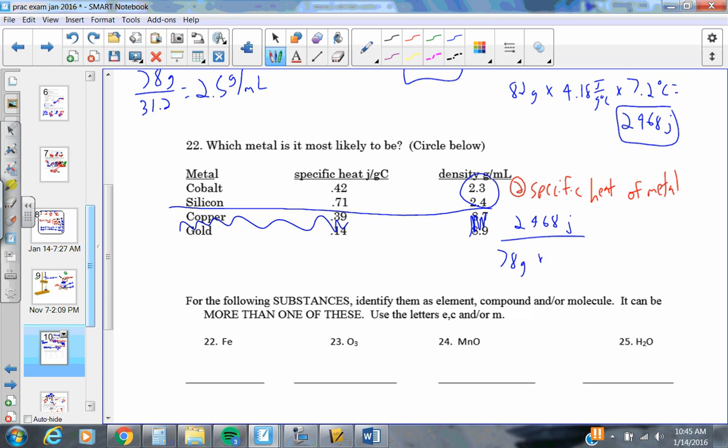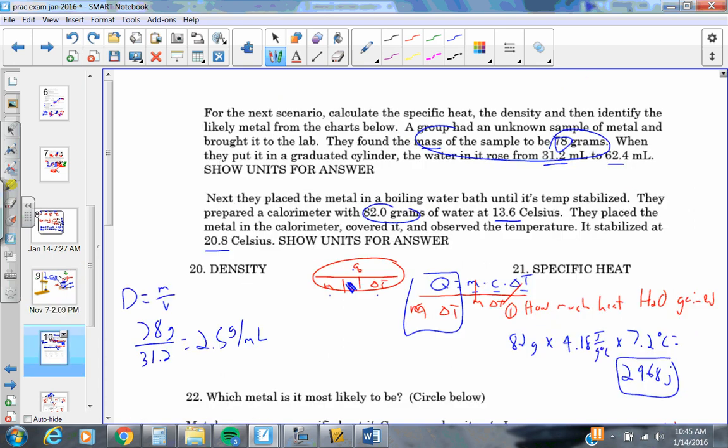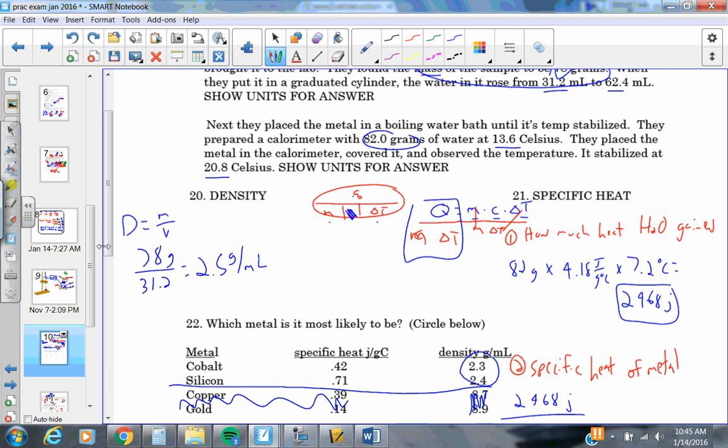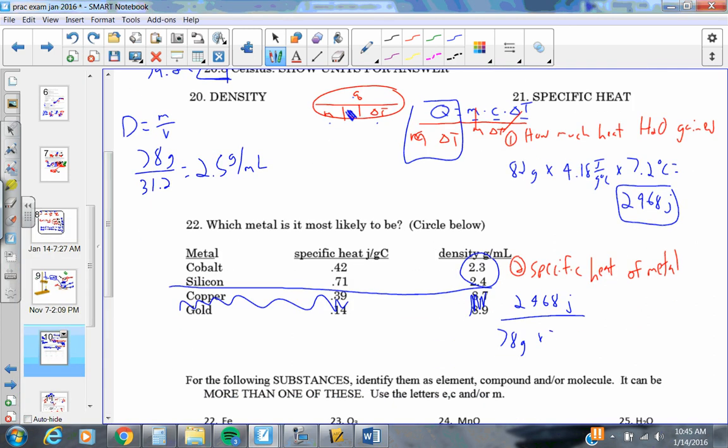And what's the change in temp of the metal? Well, when I started, it was in 100 degrees Celsius water. But when I put it into there, it ended up cooling down, and it's going to end up being the same temperature as the water at the end. So how warm was the metal at the end? At the end, it was at 20.8. 100 minus 20.8 equals, calculator, 79.2 degrees Celsius.